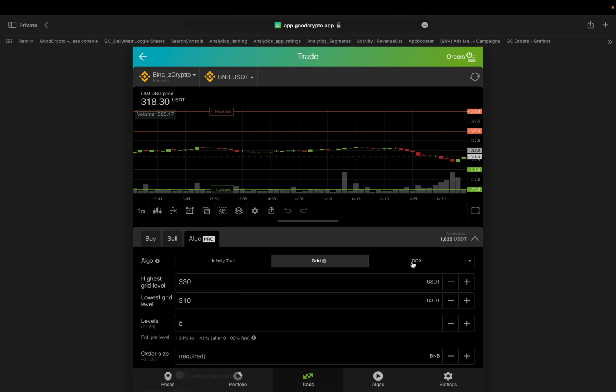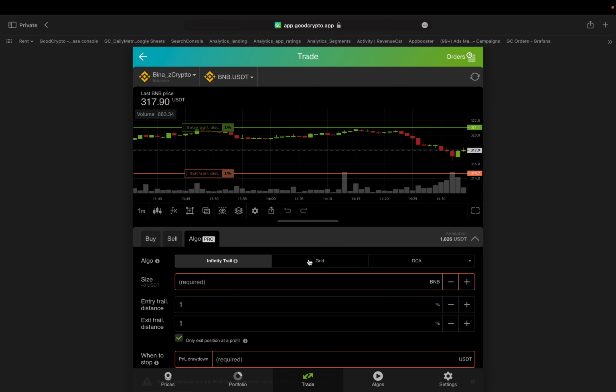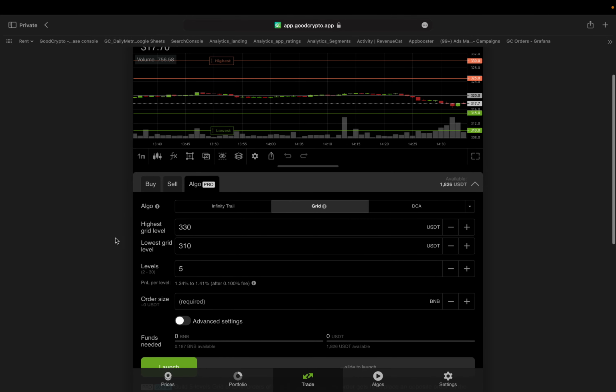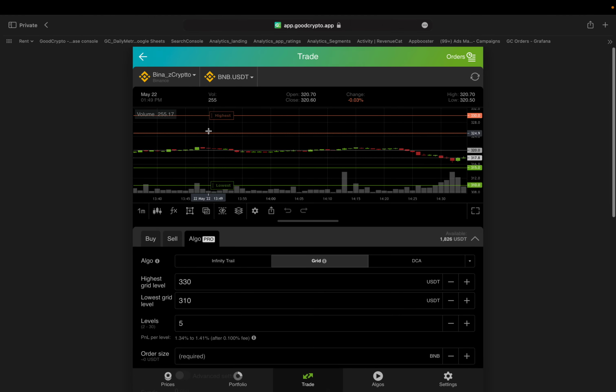Or maybe if you're watching this some time later, then GCA is already available in our app. But today we're focusing on Grid. So Grid is already chosen here. Once you've chosen the grid, for example if you were on Infinity Trail, you will automatically see the default settings of the grid filled in here and shown on the chart as well.